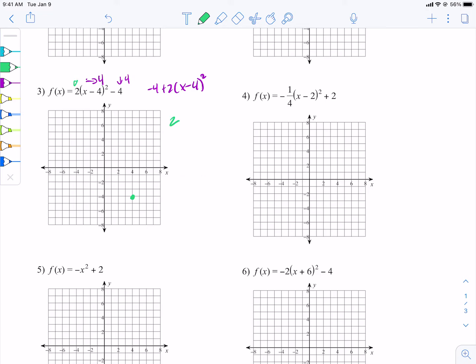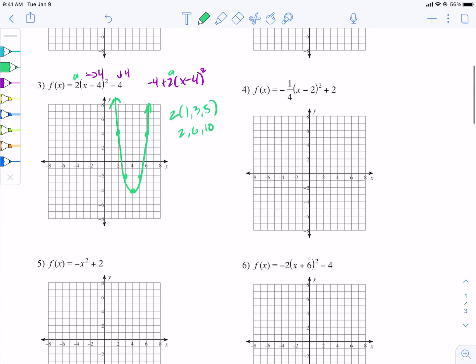Now remember the a value is the 2, so we're going to take 2 and times it by the 1, 3, and 5. So when we times the 2 by 1, 3, and 5, we get 2, 6, and 10. So instead of going over 1 and up 1, we're going to go over 1 and up 2. And then once we've got the over 1 and up 2, we're going to go over 1 and up 6: 1, 2, 3, 4, 5, 6. And then 10 from there is going to be well off our graph. So then we're just going to keep it as that.